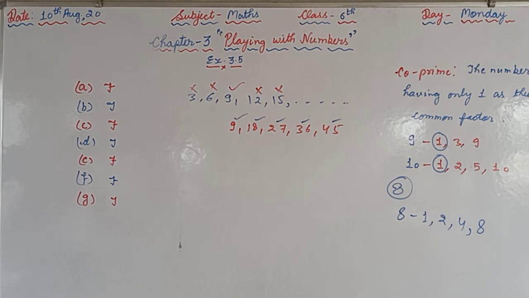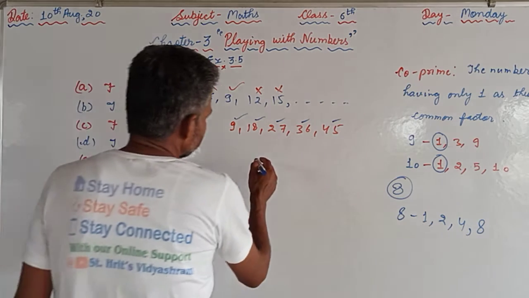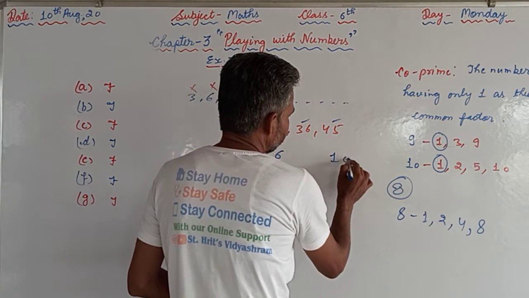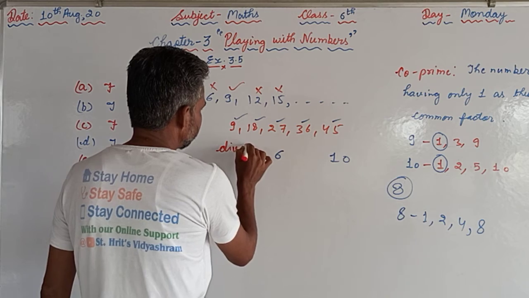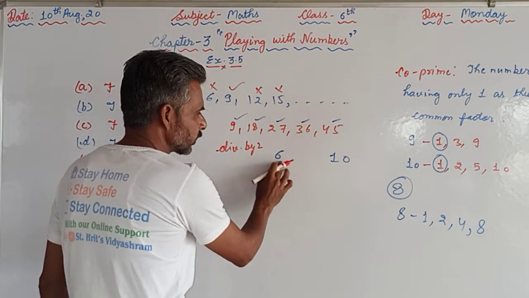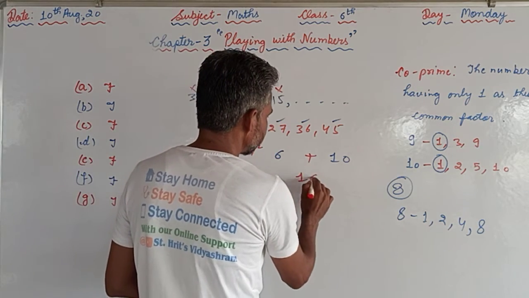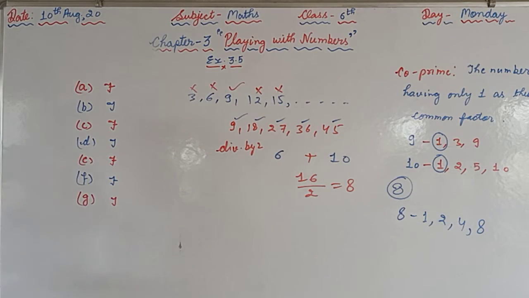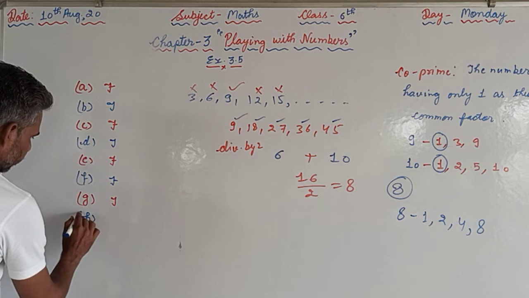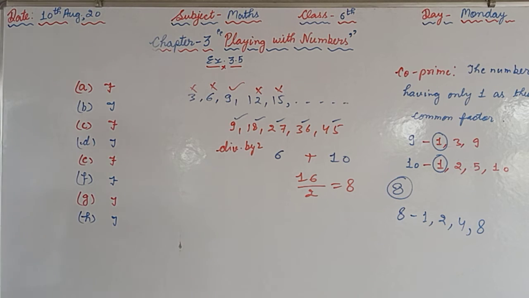H: if a number exactly divides two numbers separately, it must exactly divide their sum. Yes, that is true. If a number divides two numbers separately, if 6 and 10 are divisible by 2, 2 threes are 6, 2 fives are 10, now their sum will be 16, 16 is also divisible by 2, that is 8. So we can say H is also true.